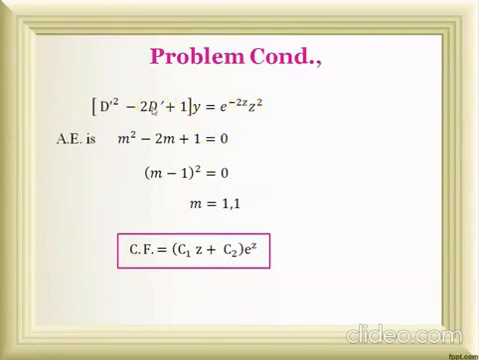From this operator form, we can develop the auxiliary equation, which is m square minus 2m plus 1 is equal to 0. Here the roots are 1 comma 1. So the roots are repeated. So therefore in such cases, the complementary function is (first constant into z plus second constant) into e power mz. m is 1. In place of x, I need to use z because the derivative is with respect to z here.